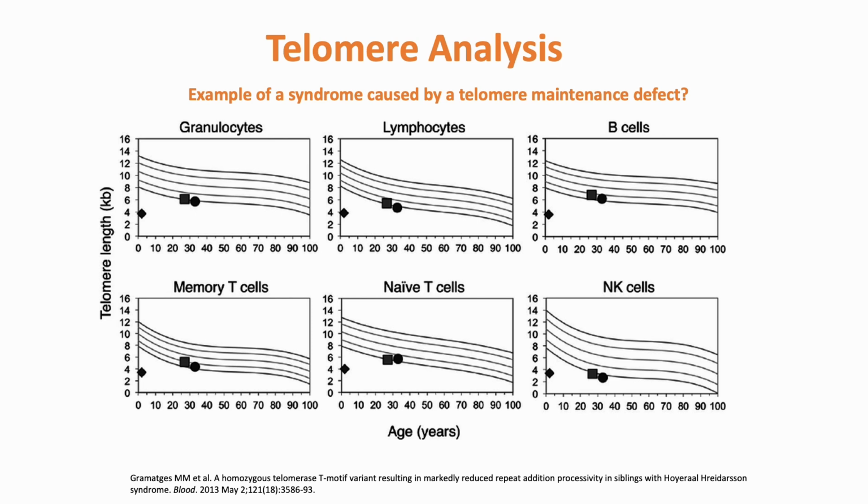The patients with dyskeratosis congenita often exhibit significantly shortened telomeres due to mutations in genes responsible for telomere maintenance. This defect can lead to increased risk for bone marrow failure and various cancers, highlighting the importance of telomere analysis in understanding and managing such conditions.